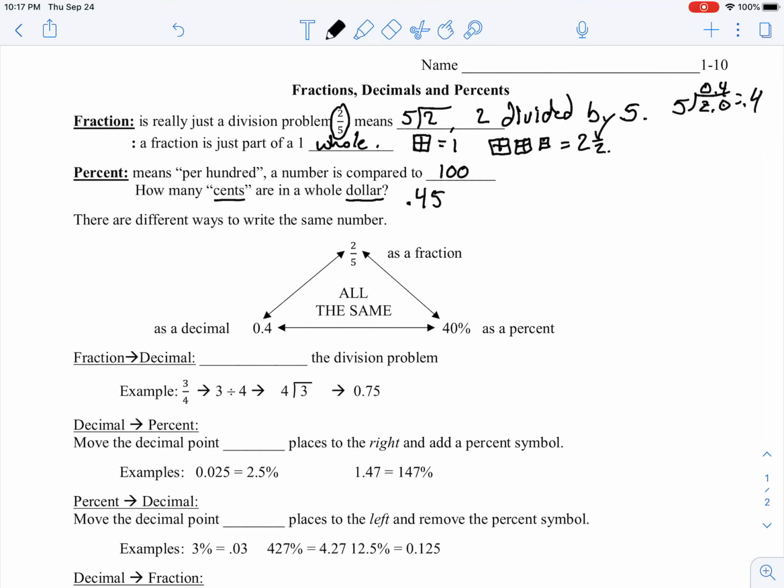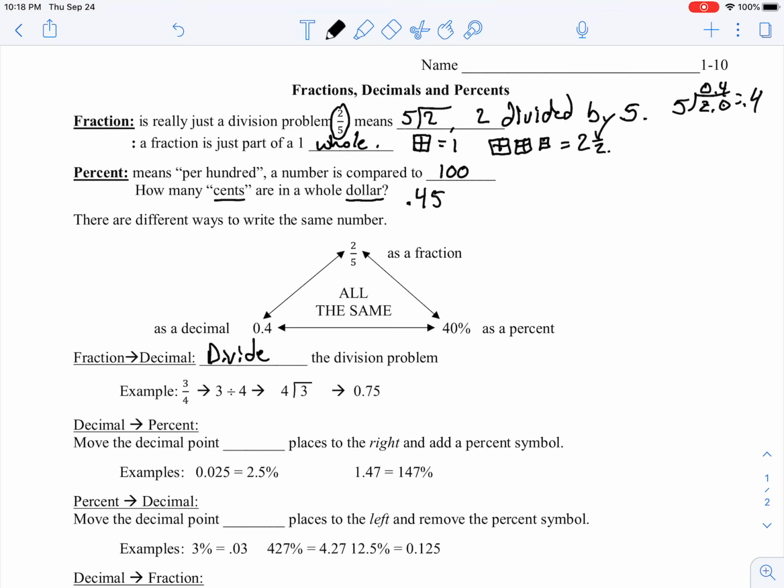So we can write the same number in a bunch of different ways. We've got fractions, decimals, and percents. All of these numbers are actually equal to each other. They're just written in different forms. So if we want to turn a fraction into a decimal, we just have to divide out the division problem. So they're taking 3 divided by 4 here for 3/4, divide it out, and you get 0.75 in the end.